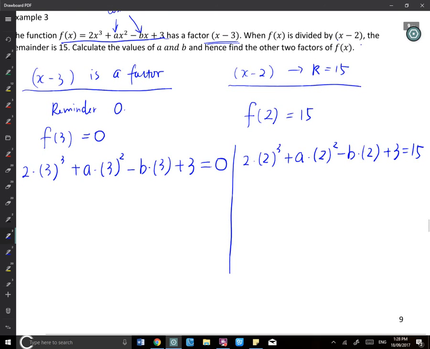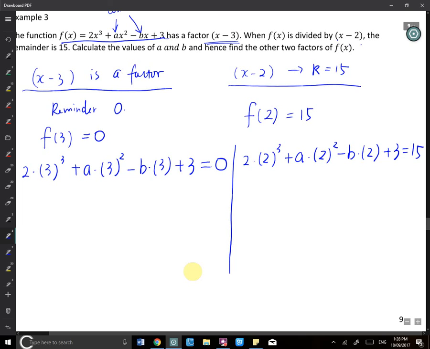I'm going to calculate this. 3 times 3 is 9, 9 times 3 is 27, 27 times 2 is 54. Plus 9a minus 3b plus 3 equals 0, and we'll say that's 57. Everything can be divisible by 3, so divide by 3: 3a minus b plus 19.